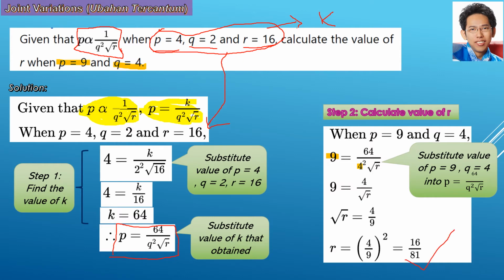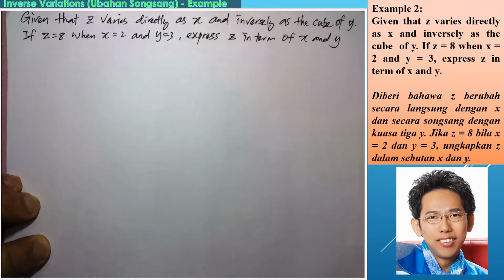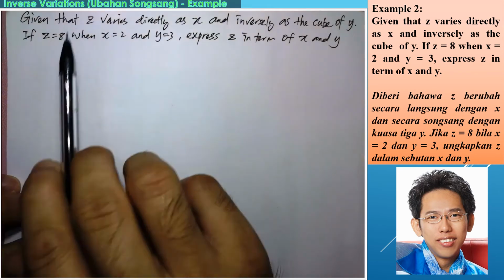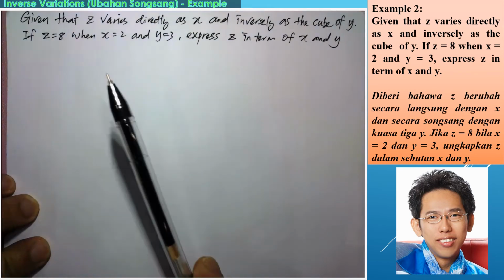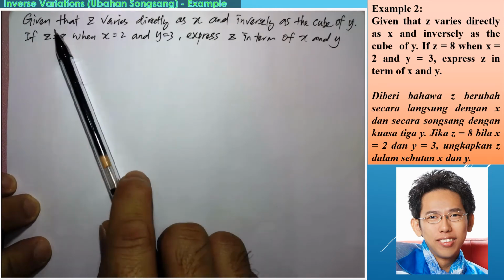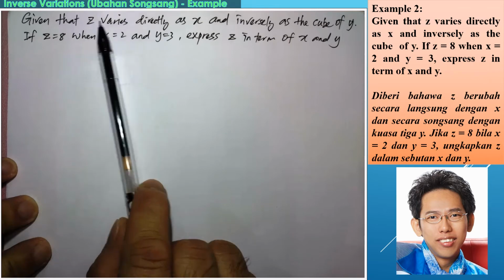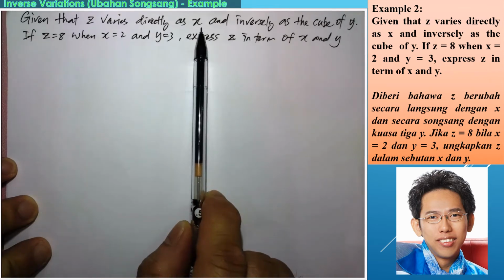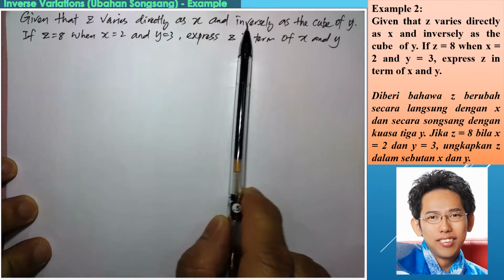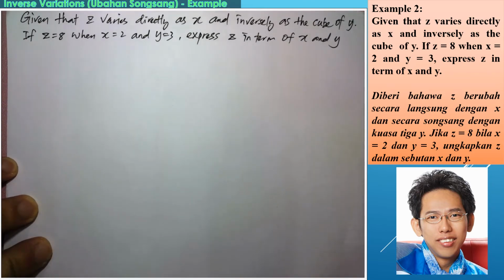Okay, hello, I'm Mr. Yong. So today I'm going to explain an example regarding joint variations, Ubahan Tercantum. So this is the question given that Z varies directly as X and inversely as cube of Y. So this is the variations.